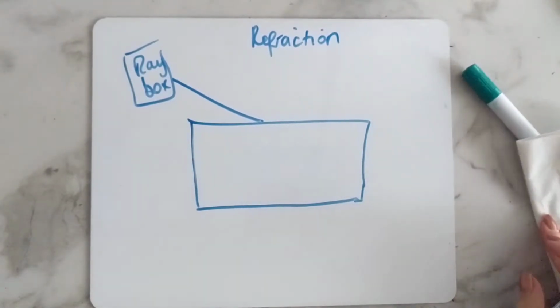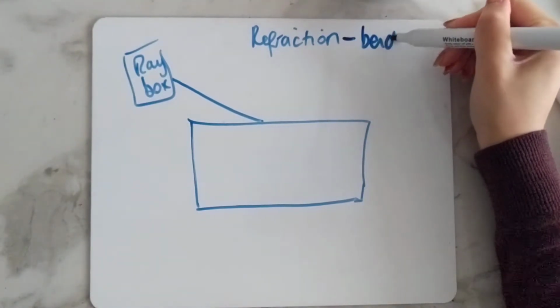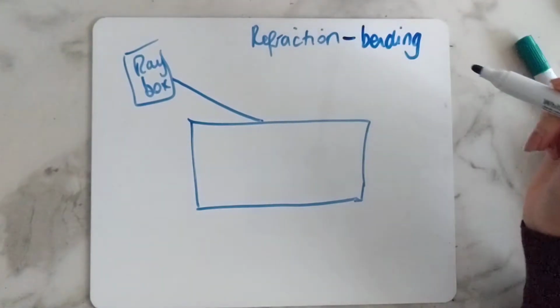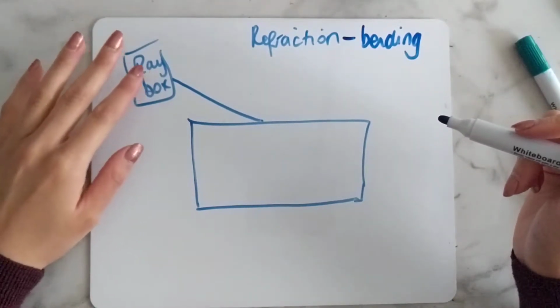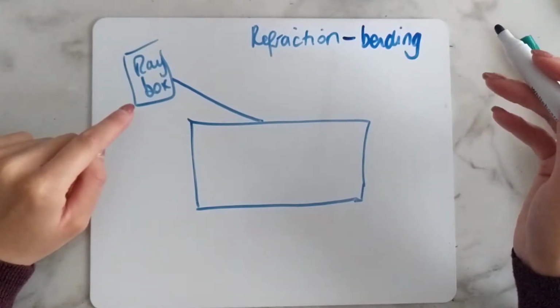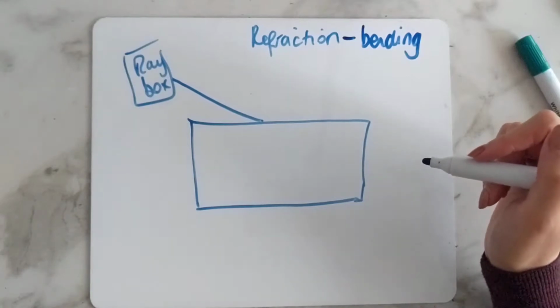Okay, so let's talk about refraction. Now, refraction just means bending, and we're going to specifically look at this glass block with a beam of light coming from a ray box. Now, you might have done this practical at school, so hopefully you remember it, but let's talk through it.